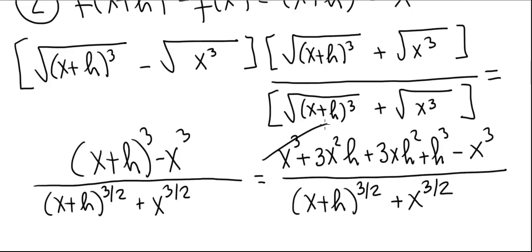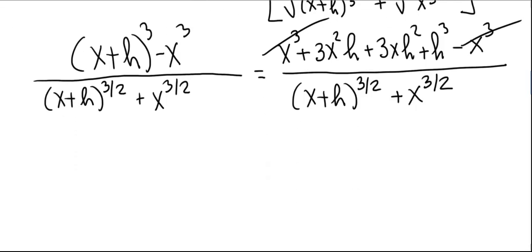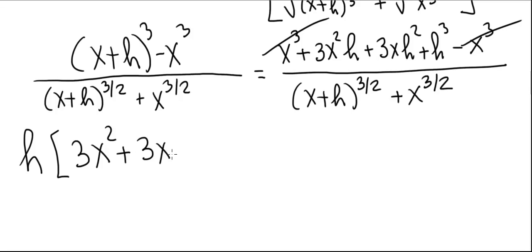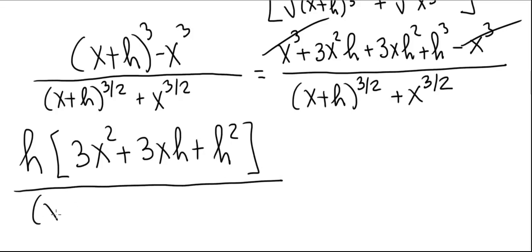Now we cancel x cubes in the numerator. Everything else in the numerator has a factor of h. Let's pull it out. So we have h times 3x squared plus 3xh plus h squared, and this is divided by x plus h to the 3/2 plus x to the 3/2. That's the end of step number 2.